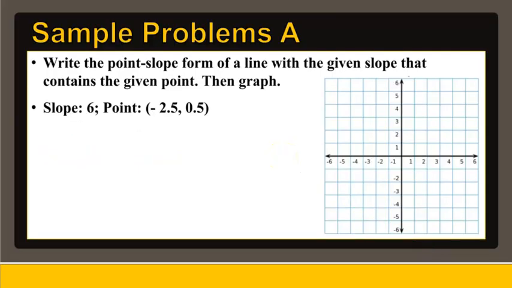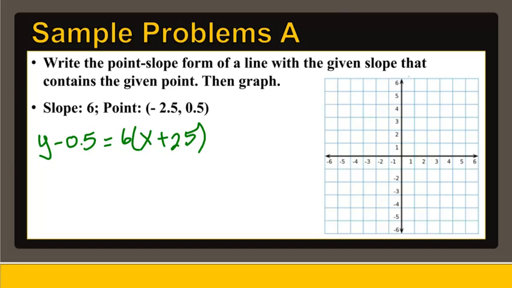Next, a slope of 6 and the point of -2.5 and 0.5. So let's write our equation, be y minus 0.5 equals our slope of 6 times x minus a -2.5, which really means I'm adding 2.5.